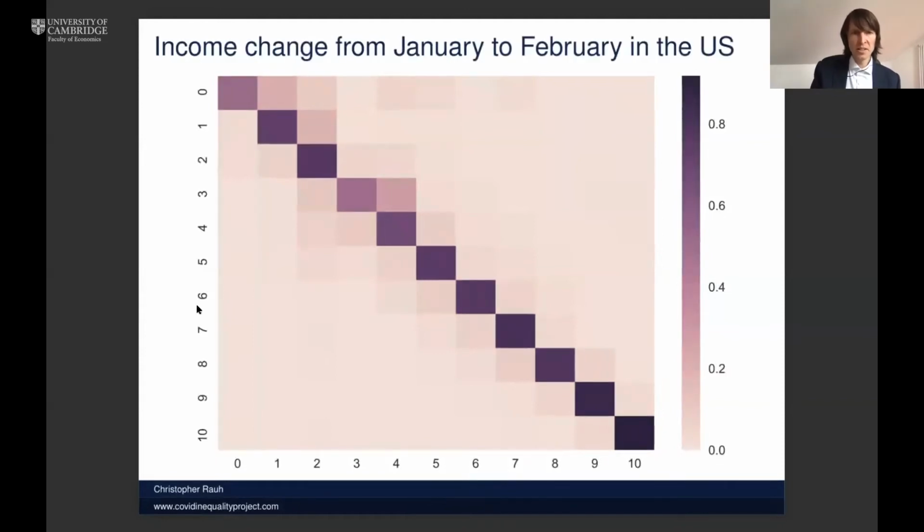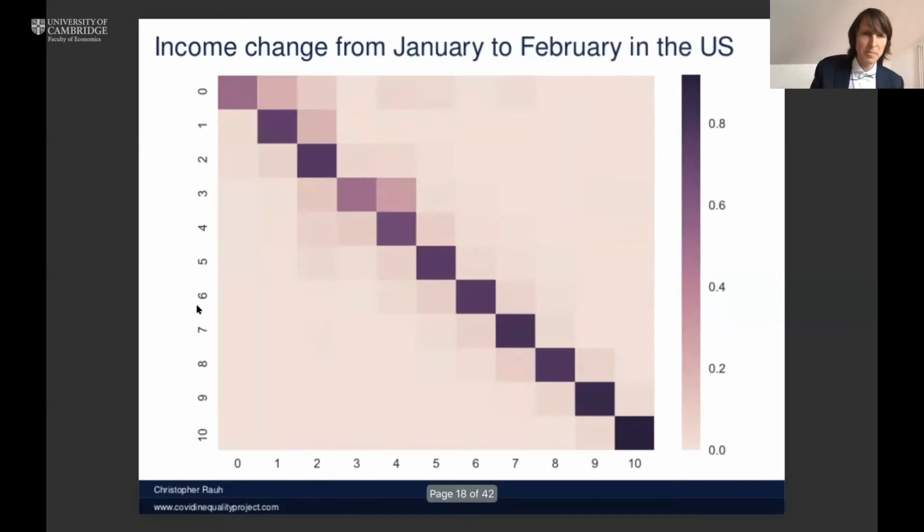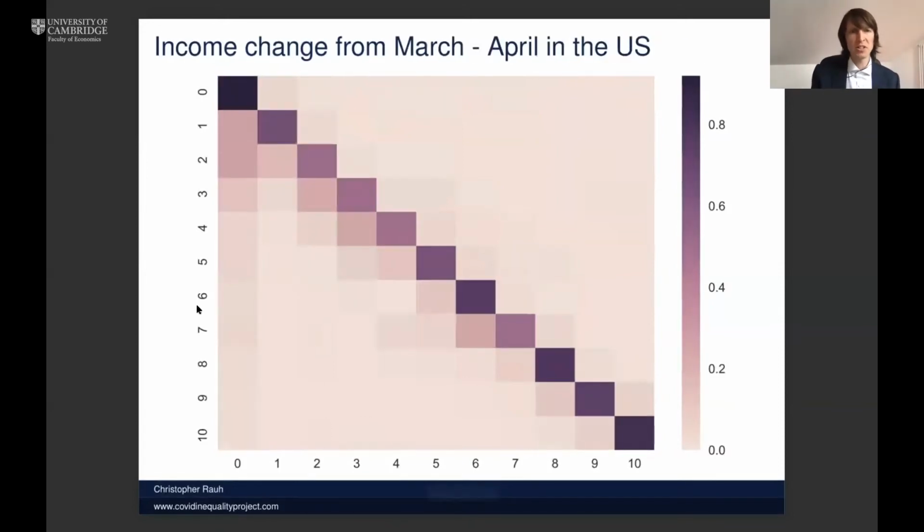Okay, so this is what it looks like in normal times, and now I'm going to show you what it looks like from March until April. If I flip back and forth here, so this is March until April, what you see is that the diagonal now is less dark. Okay, there's more movement going on. And in particular, there's more movement in terms of downward mobility.